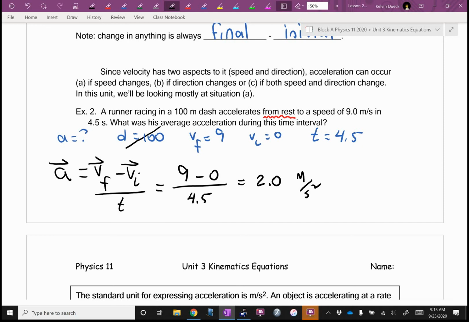Is that a big acceleration? You don't know enough yet. For what it's worth, it's about 1/5 of a g.